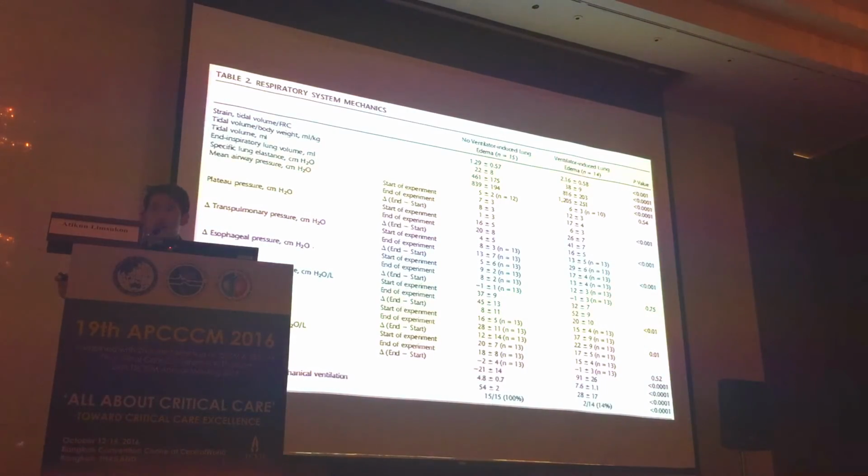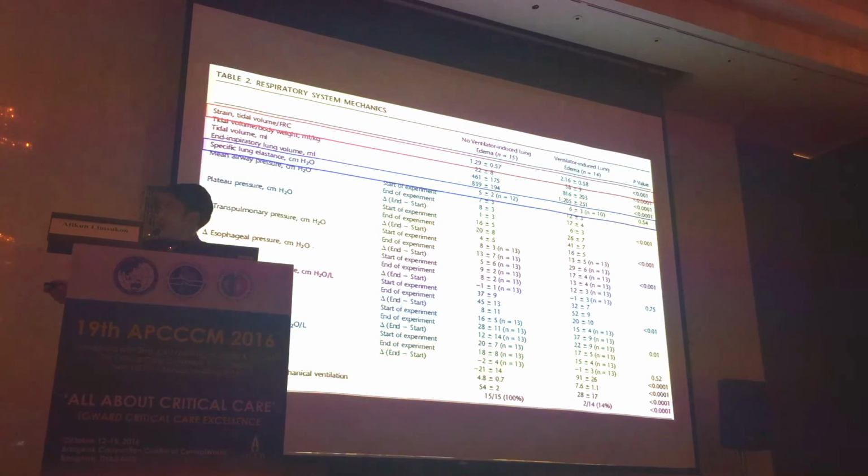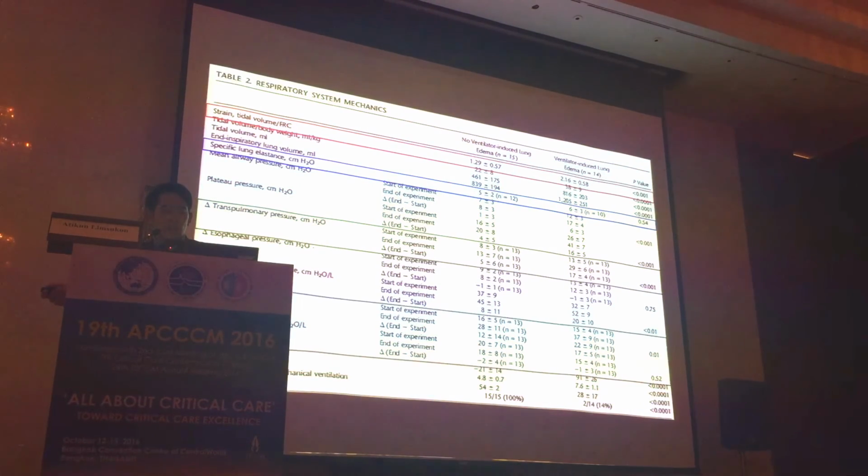When they divided the pigs into the group that developed lung edema and the group that hasn't, what they found is that the strain in the lung edema group is much higher than in the group whose lung weight hasn't changed. However, the specific lung elastance is not different between the two groups. The transpulmonary pressure as well as the lung elastance from the beginning of the study to the end has increased significantly in the group that developed lung edema.